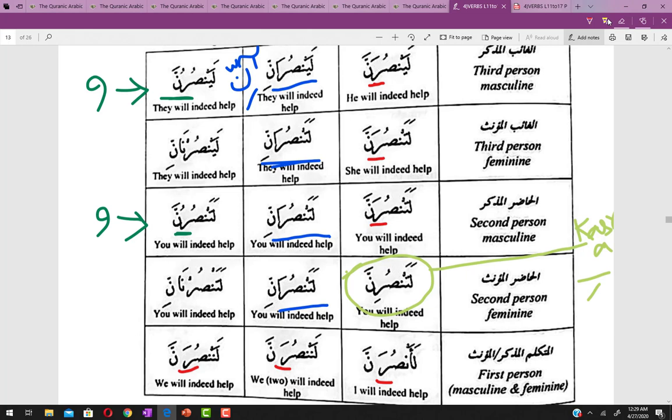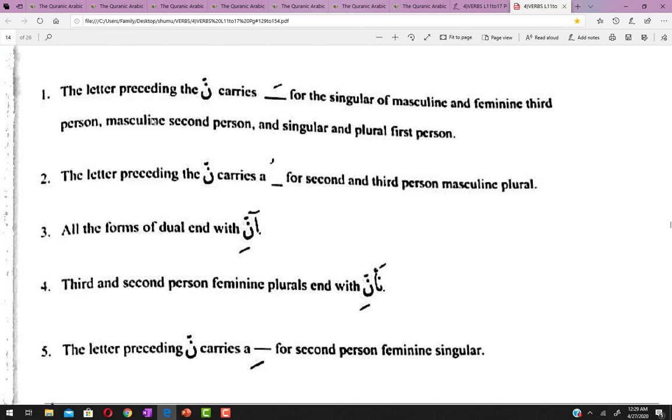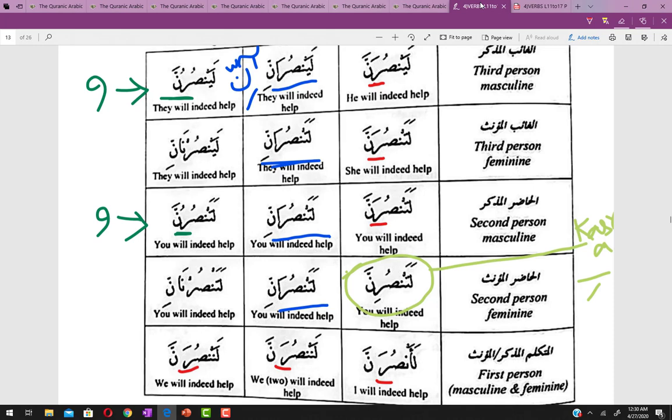There are 5 points. The first is the letter preceding the noon shadda carries a fatha for the singular of masculine and feminine third person, masculine second person, and singular and plural first person. So if you see the letter before noon shadda in this case is ra. This is fatha for the masculine and feminine third person, layansuranna, latansuranna. So ra is having a fatha.